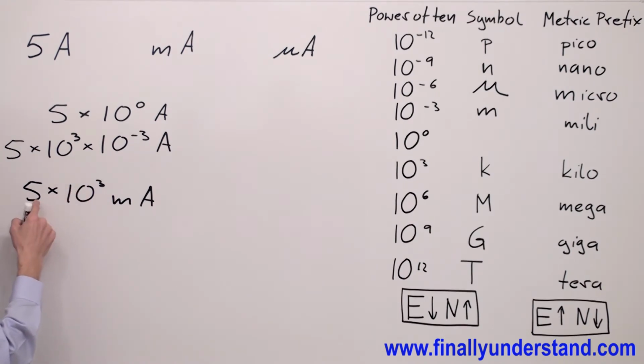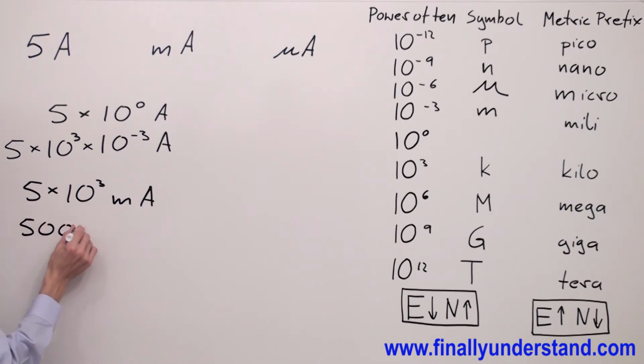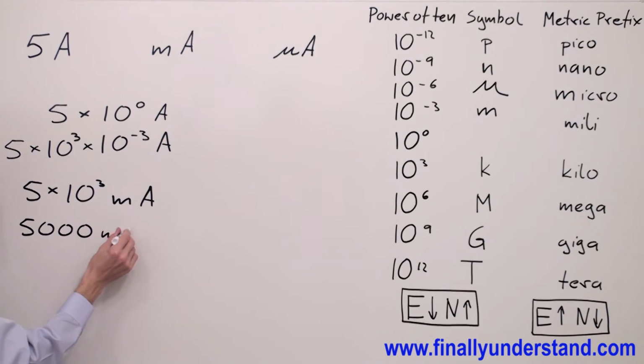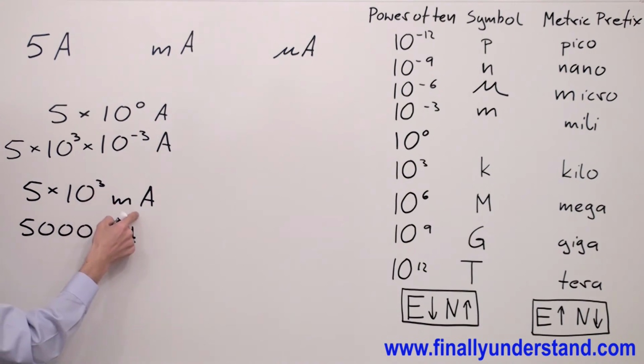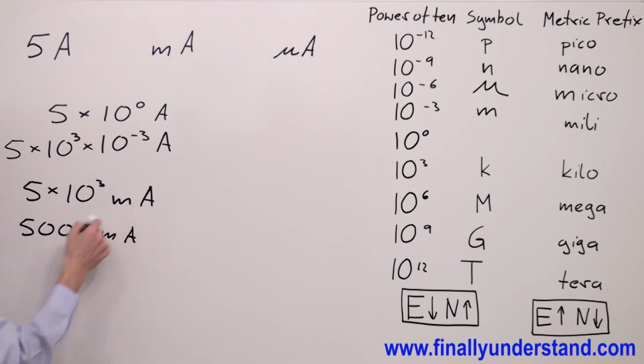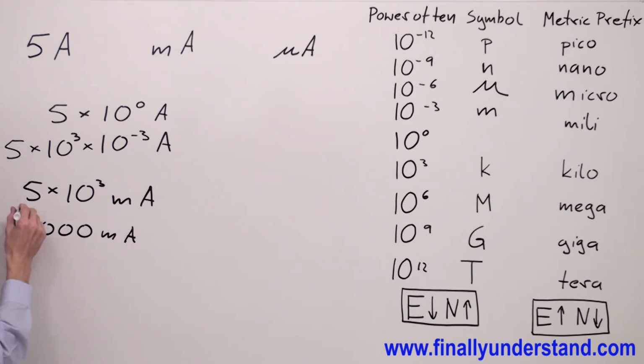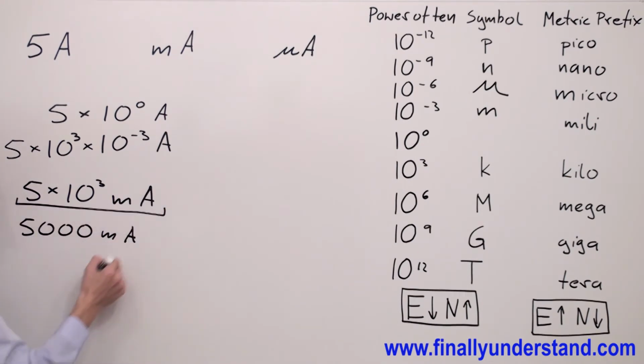Instead of writing 3 zeros, instead of writing 5,000 milliamps, I simply write 5 times 10 to the third milliamps. And this is the professional way to write. We don't use this notation. Okay, so this is the solution to the first part of my problem.